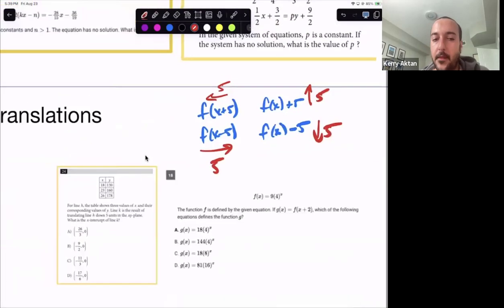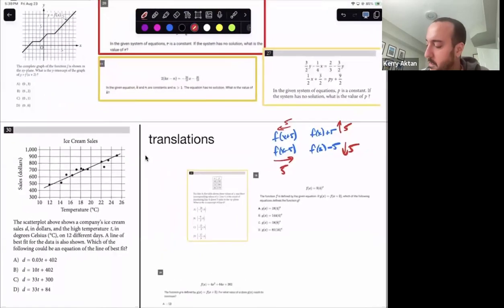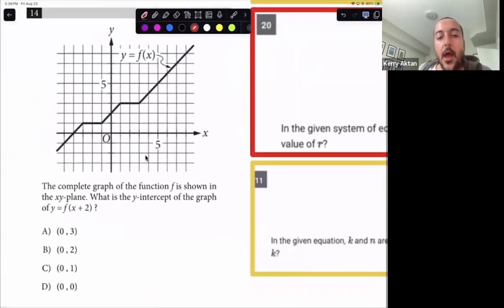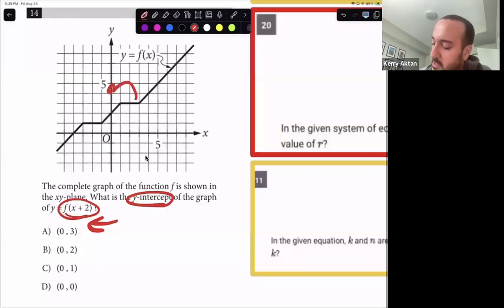Now, we can do a few of these questions just really quick. Take a look at this question on the left. If I shift this function 2 to the left, what's my y-intercept? If I shift this whole function 2 to the left, what's my y-intercept? It's 3. Okay. Cool. So that's good there.